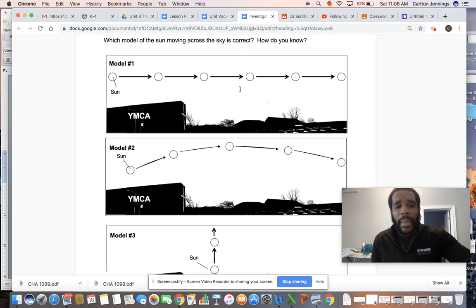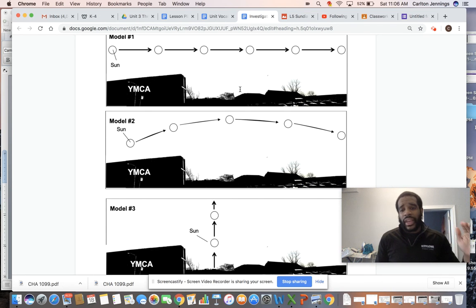Model two. Model two shows the sun moving in an arc-like way across the earth. This shows it moving from east to west. I'm going to keep that there because I don't know if that's right yet. It sounds about right, but I might want to look at model three.